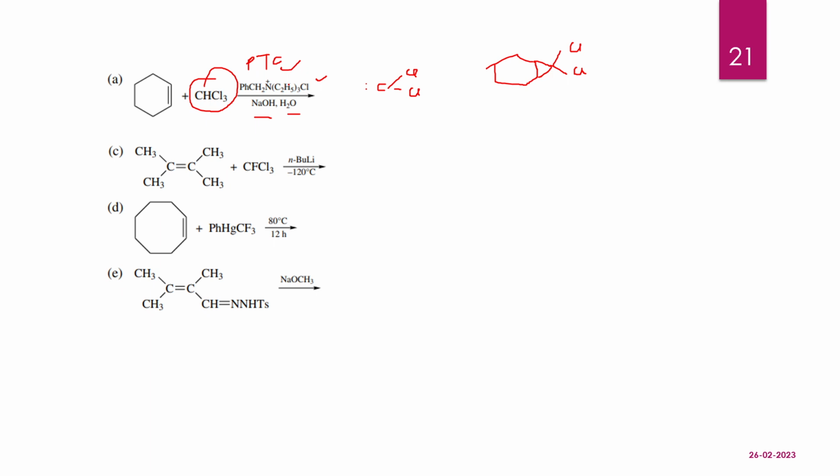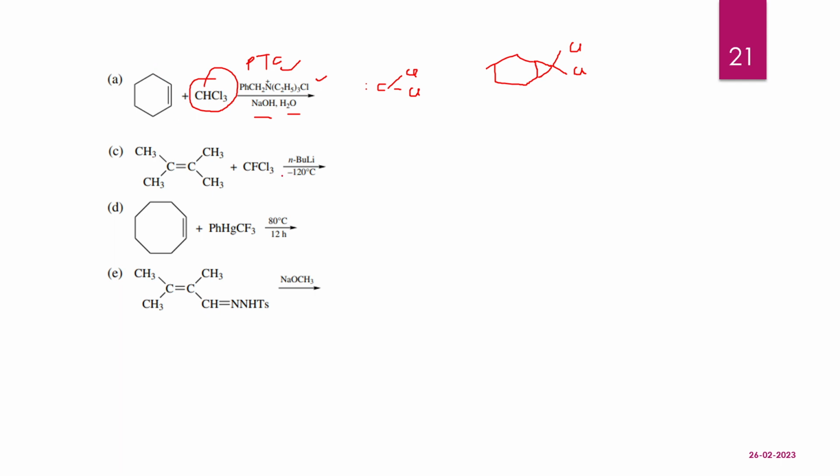By using the PTC, that is the phase transferring catalyst, we can make both phases interact, where the chloroform is in a different phase and the NaOH is in a different phase. The phase transferring catalyst makes them come closer and react with each other, giving us this carbene. This is the role of this catalyst. It helps the reagents from different phases come together and react to give this carbene intermediate, which will add to this alkene bond.